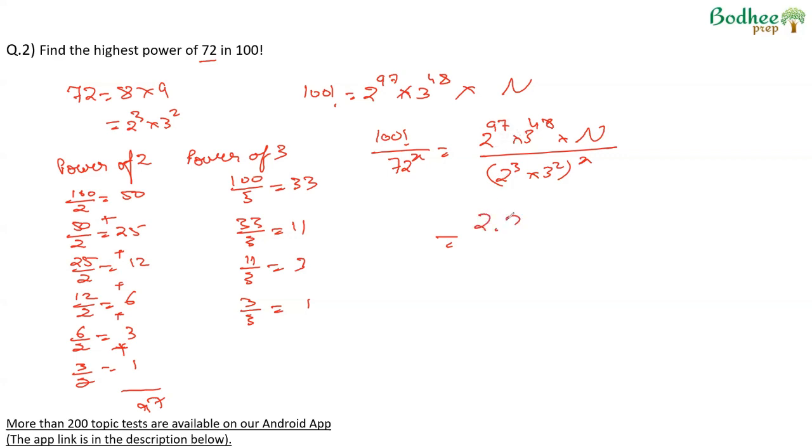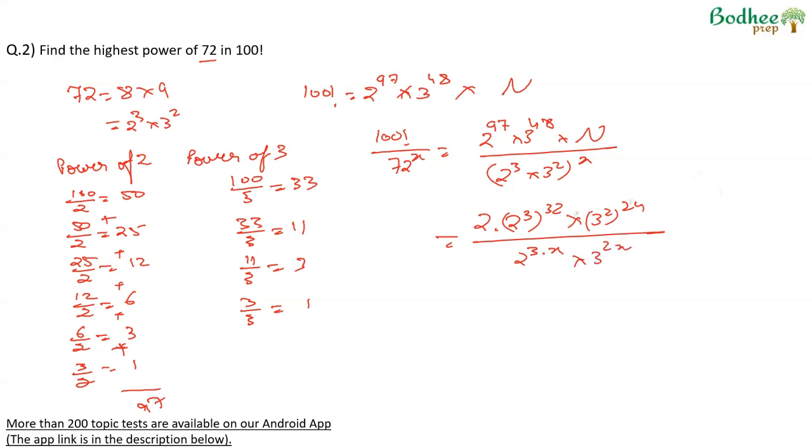This can be written as 2 into 2 cube raised to power 32. 96 plus 1, 97. We need 3 square, so 3 square raised to power 24. 2 cube into x, 3 square into x. Now the question is, what is the maximum value x can take?